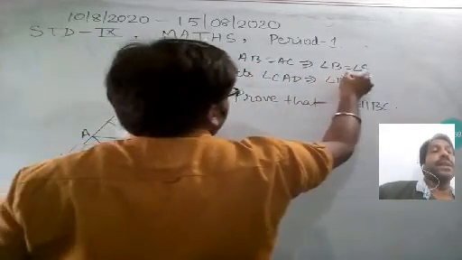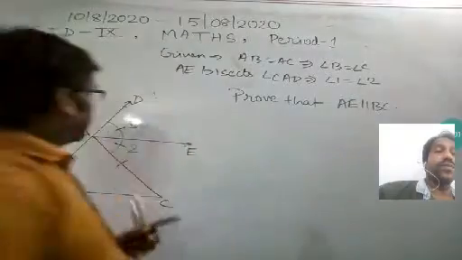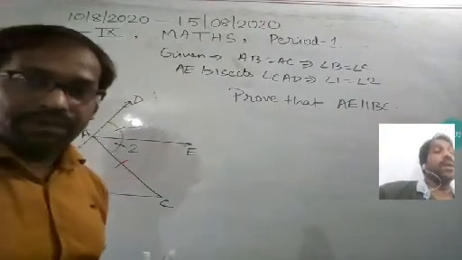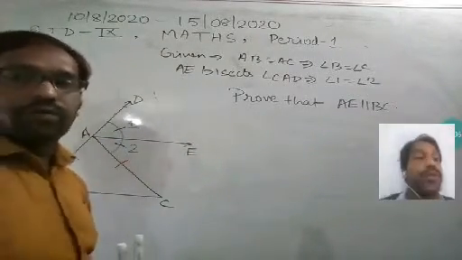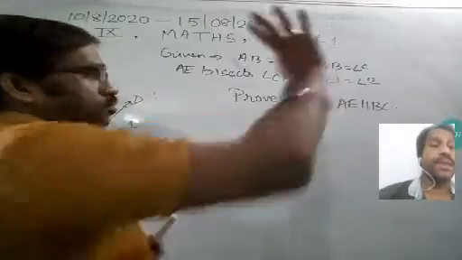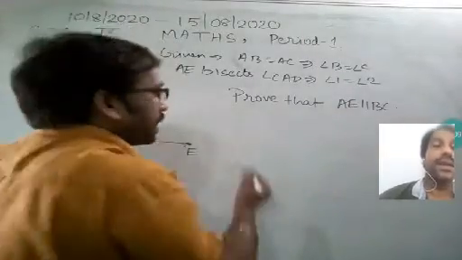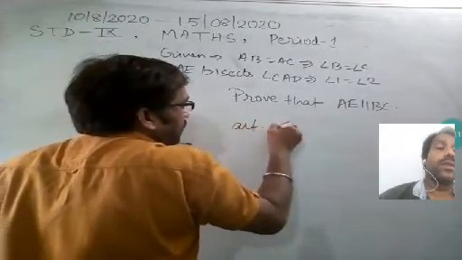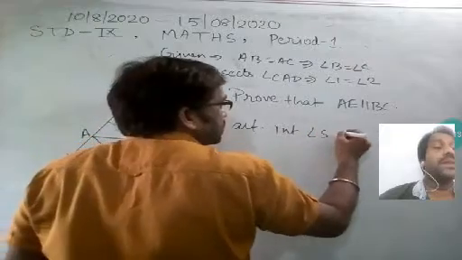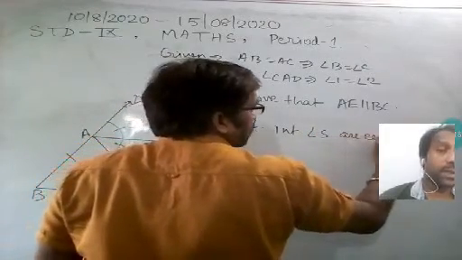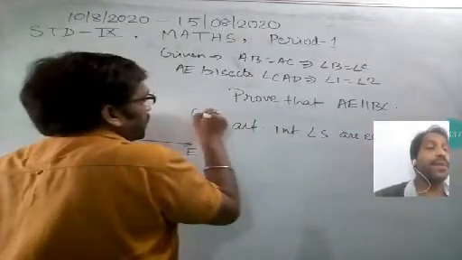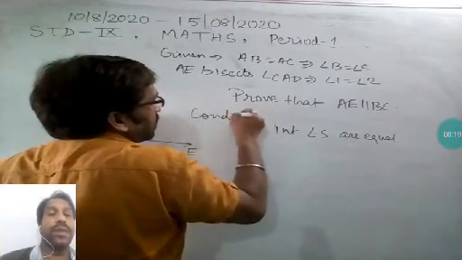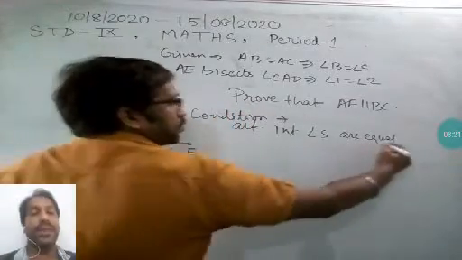That means we can say angle 1 is equal to angle 2, and we have to prove AE parallel to BC. We have to prove AE parallel to BC here. Clear? Now these are the conclusions, this is my calculation, for why these lines will be parallel.